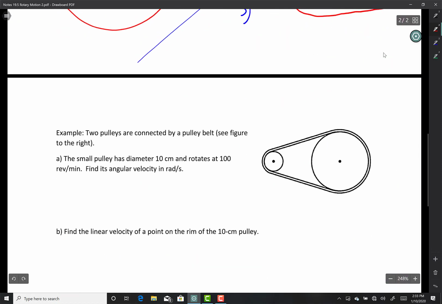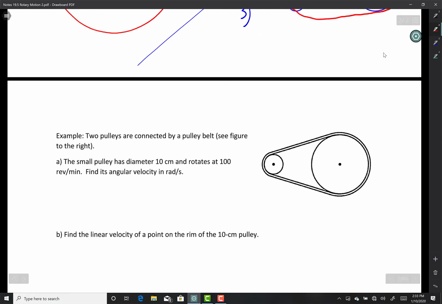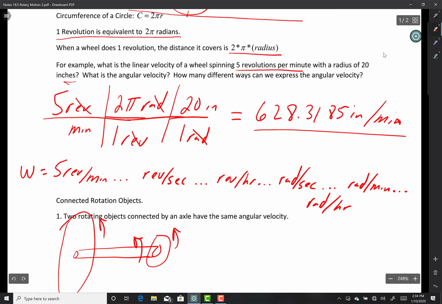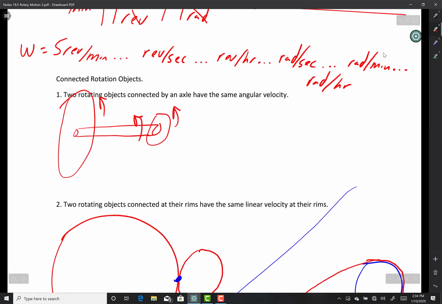Are you just looking at one specific point for the linear velocity? Yeah, I'm looking at the points on the rim for linear velocity for number one. Of course, if you're at the center, you haven't traveled any distance, like where this blue dot is. All you're doing is spinning. So at the center of anything, the linear velocity is 0.